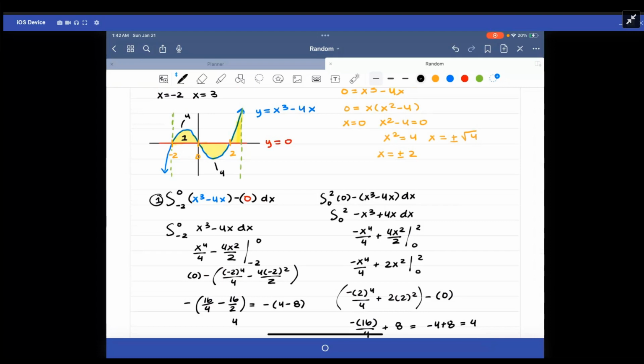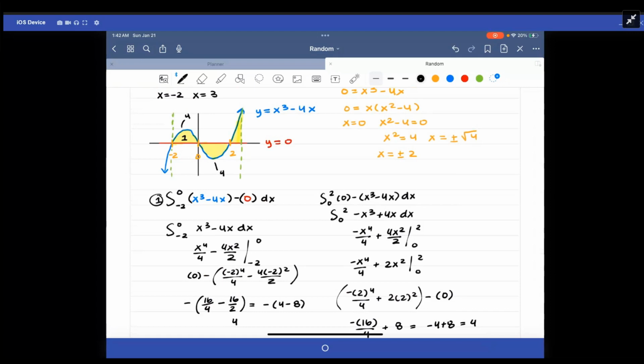And again, we'll do the math. So x to the 4th divided by 4 minus 4x squared divided by 2 from 3 to 2. Oh, sorry, 2 to 3 technically. x to the 4th divided by 4 minus 2x squared from 3 to 2. Oh, I should have simplified before. Anyway, so then we're going to do 3 to the power 4 divided by 4 minus 2, 3 squared, minus 2 to the power of 4 divided by 4 minus 2, 2 squared.